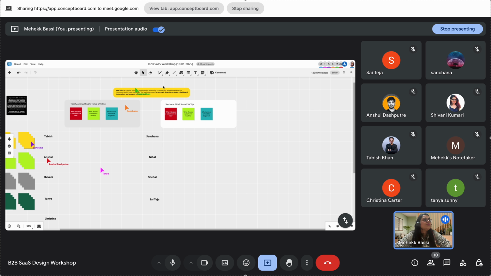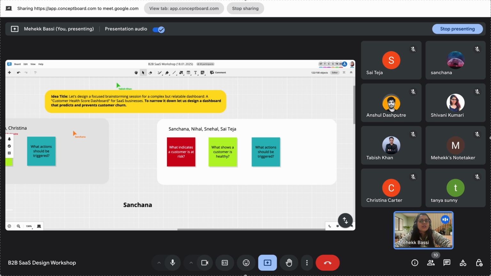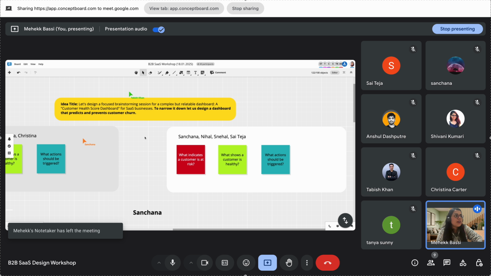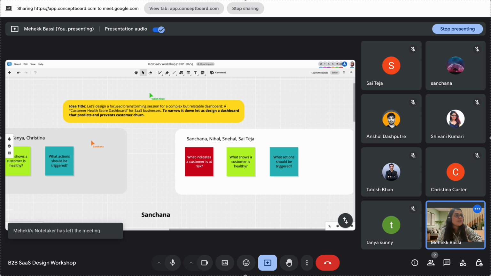All right, so let's get into the idea title. In this small brainstorming session, I've divided you into two different teams. We have to brainstorm a design for a customer health score dashboard for a SaaS business. And to narrow it down, let us design a dashboard that predicts and prevents customer churn.